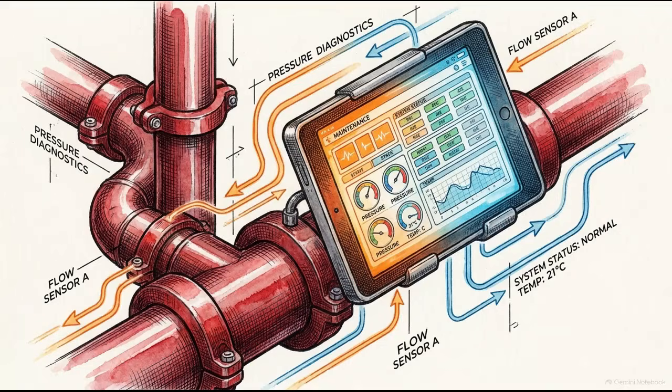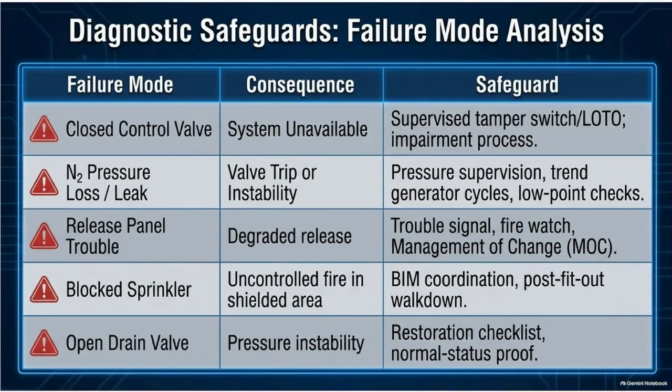Complex suppression systems require continuous diagnostics to identify and mitigate failure modes before they compromise the facility. This failure mode analysis maps specific risks to their consequences and the necessary safeguards. A closed control valve renders the system unavailable. This risk is managed through supervised tamper switches and formal lockout-tagout procedures. Loss of nitrogen pressure can lead to valve instability. This is prevented by supervising pressure trends and monitoring the nitrogen generator's run cycles.